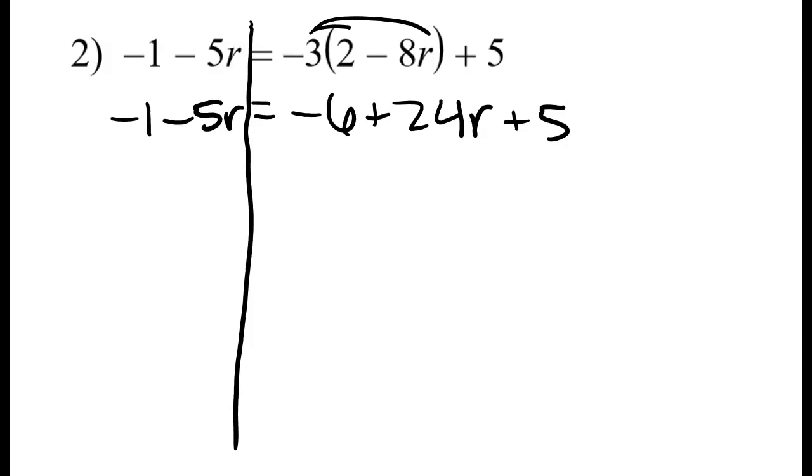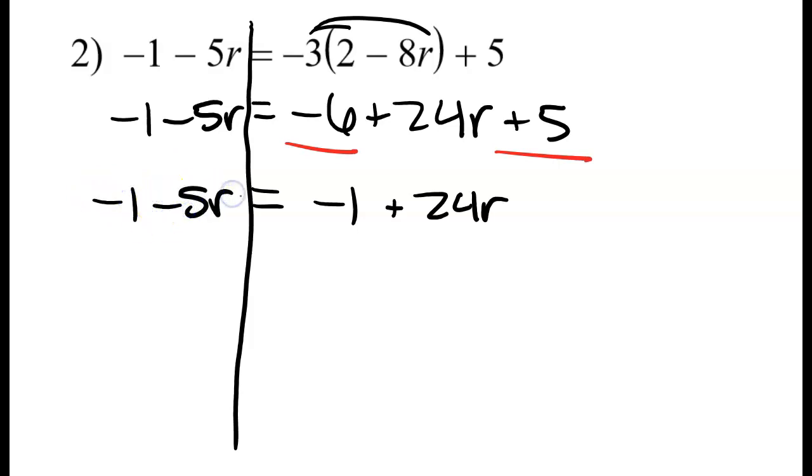Okay, notice on the right side of the equal sign, I have a -6 and a +5. Okay, those can be combined. So because of the fact that they're on the right side of the equal sign together, I will go ahead and combine them. So I get -6 plus 5 is a -1. So it becomes -1 plus 24r. And then let's bring down the left side, so -1 minus 5r.